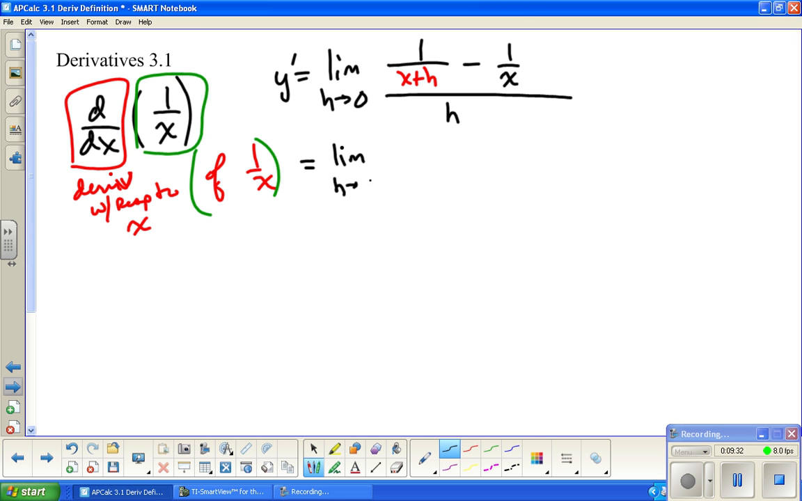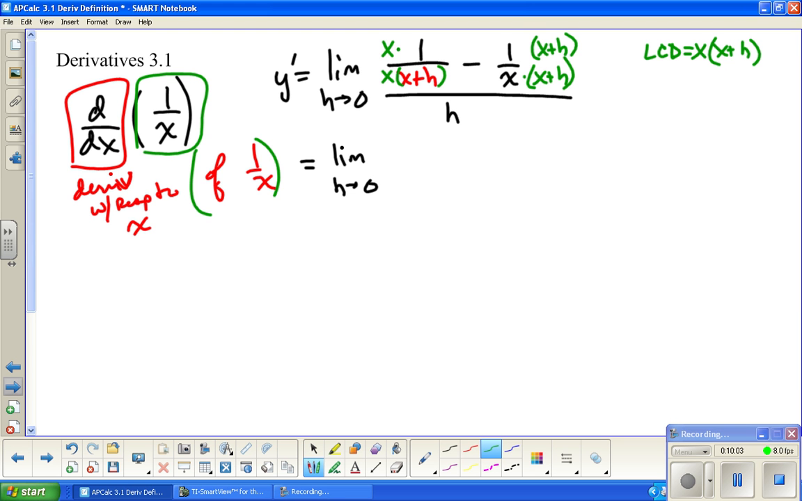limit as h approaches 0. Now, here's the issue. How in the world do you combine these? Well, we got a couple of options. I'm going to go ahead with what I consider probably the most common. The least common denominator for this thing has to have all of the factors of all of the denominators. So that means I would like this to be x times x plus h. I would like this to be x times x plus h.